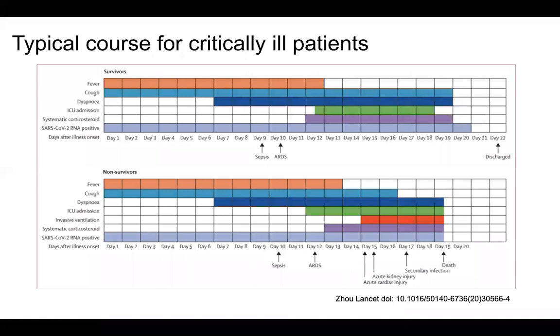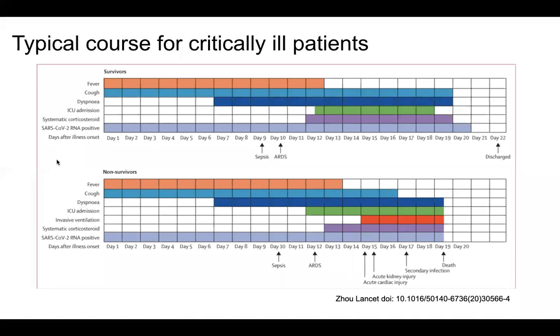So the average age of the cohort was 56. Nearly half had comorbidities, including 30% with hypertension, 19% with diabetes, 8% with heart disease, and 3% with COPD. 17% of the patients in this cohort required mechanical ventilation, and 2 required ECMO. 28% of the cohort died.